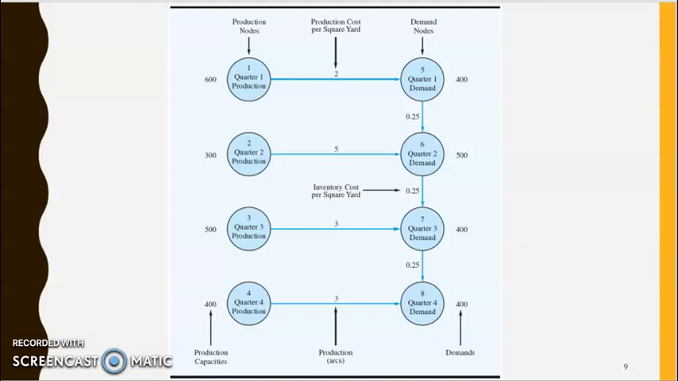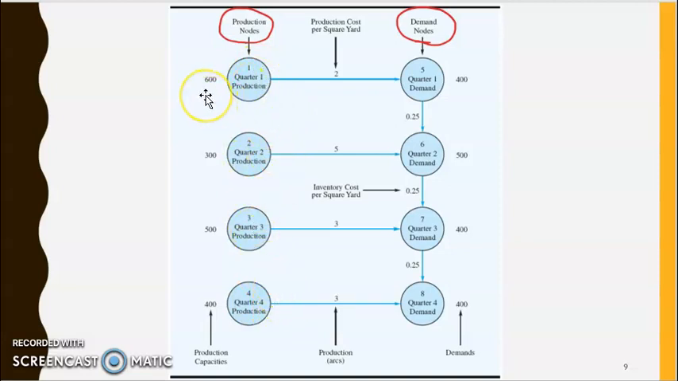As you can see here, production nodes, and here are the demand nodes. So simply, it considers 4 quarters as the origins. So you see Q1 production, Q2 production, Q3 production. Let me make it in this way so you can follow me. That when I refer to them, Q1, Q2, Q3, and Q4. And the name of these are 1, 2, 3, and 4, the name of the nodes.